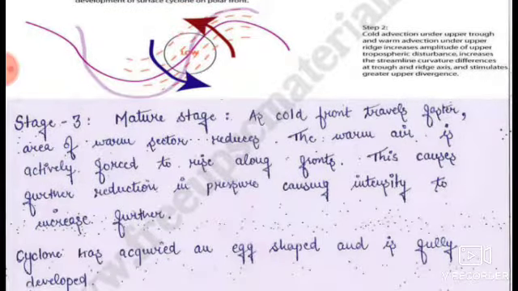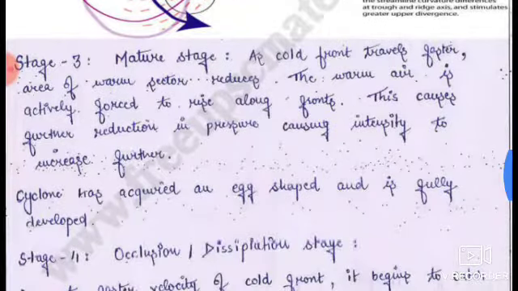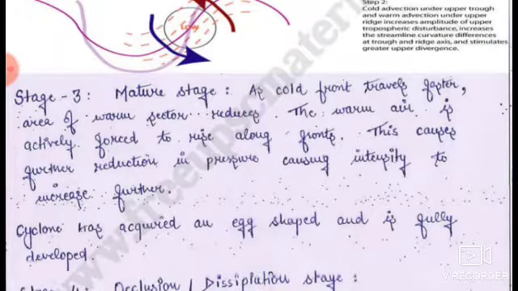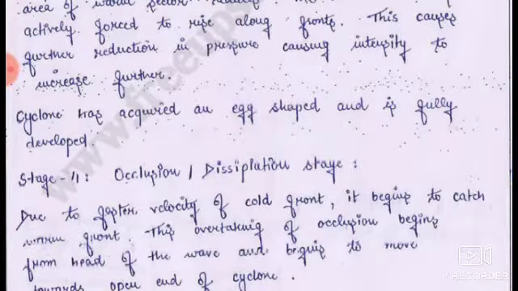Stage 3, mature stage. As the cold front travels faster, the area of the warm sector reduces, and the warm air is actively forced to rise along the fronts. This causes further reduction in pressure, causing instability to increase further. The cyclone has acquired an egg shape and is fully developed.